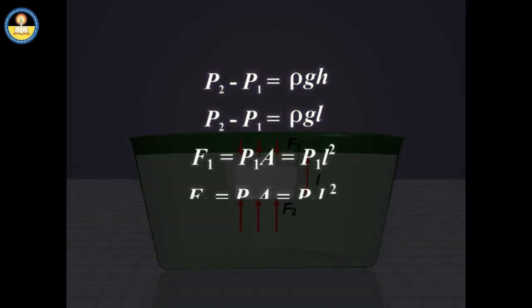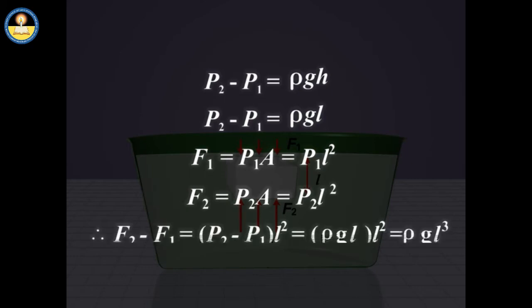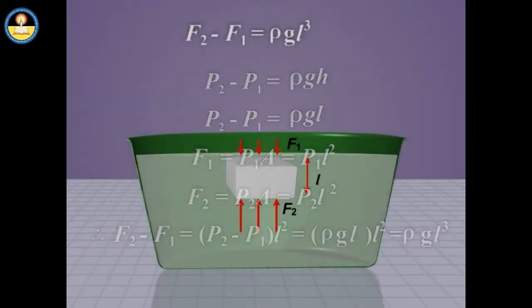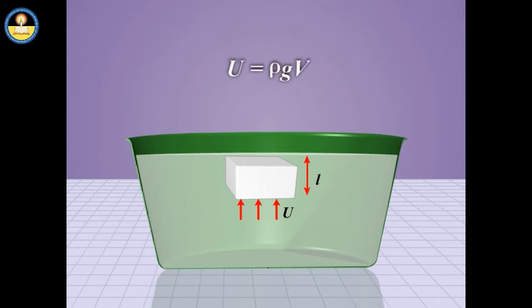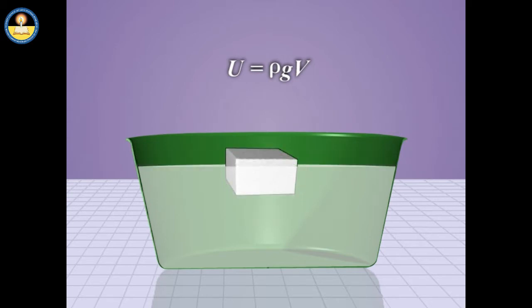Thereby, the upward force acting at the lower face is more than that of the upper face, as can be seen. This difference in forces gives rise to a net upward force, which is the buoyant force acting on the cube. In general, if volume V of an object is immersed in a fluid of density ρ, the buoyant force can be expressed as U equal to ρgV. Here, volume V may be the total volume of the object or any fraction of the total volume.